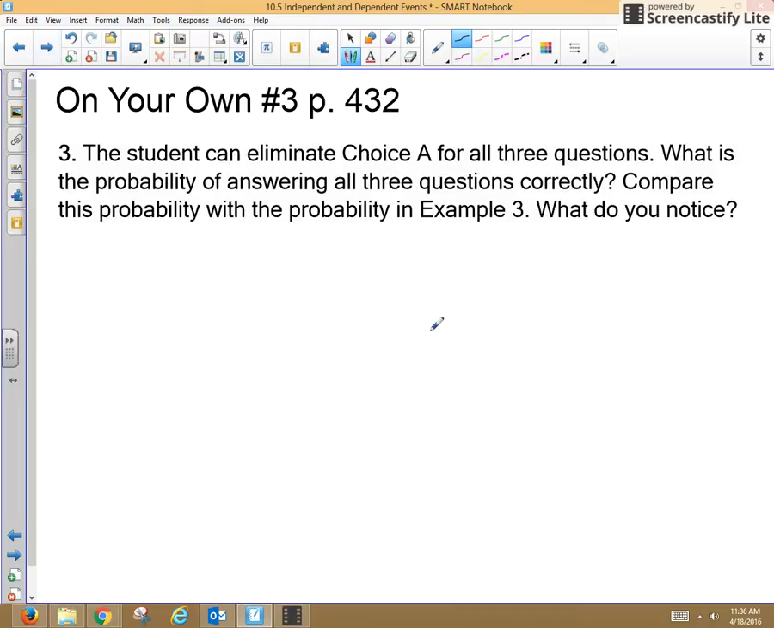I'd like you to try on your own number 3. Imagine you can eliminate choice A for all 3 questions. What's the probability of answering all 3 questions correctly? Then compare this probability with the probability in example 3. What do you notice? Do your odds increase or do they decrease as you eliminate a choice?